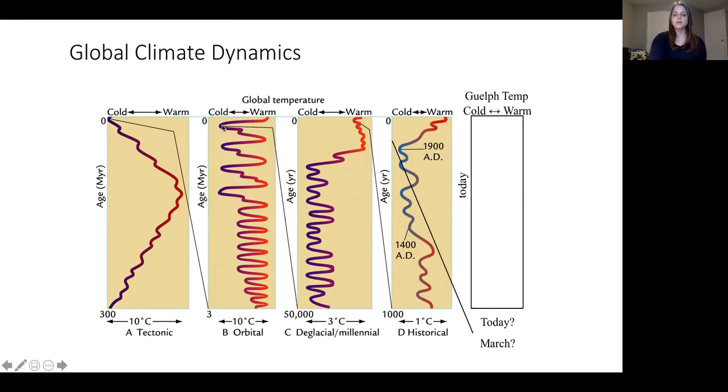If we focus on what's happened in the last 50,000 years, that's this third diagram. Starting back 50,000 years, we've got a little bit of variability, and then it got a lot warmer, and then it's been a little bit variable in the last 12,000 or 10,000 years. A couple of things to keep in mind here: the x-axis has changed on this one, so instead of going plus or minus 10, we're plus or minus 3.